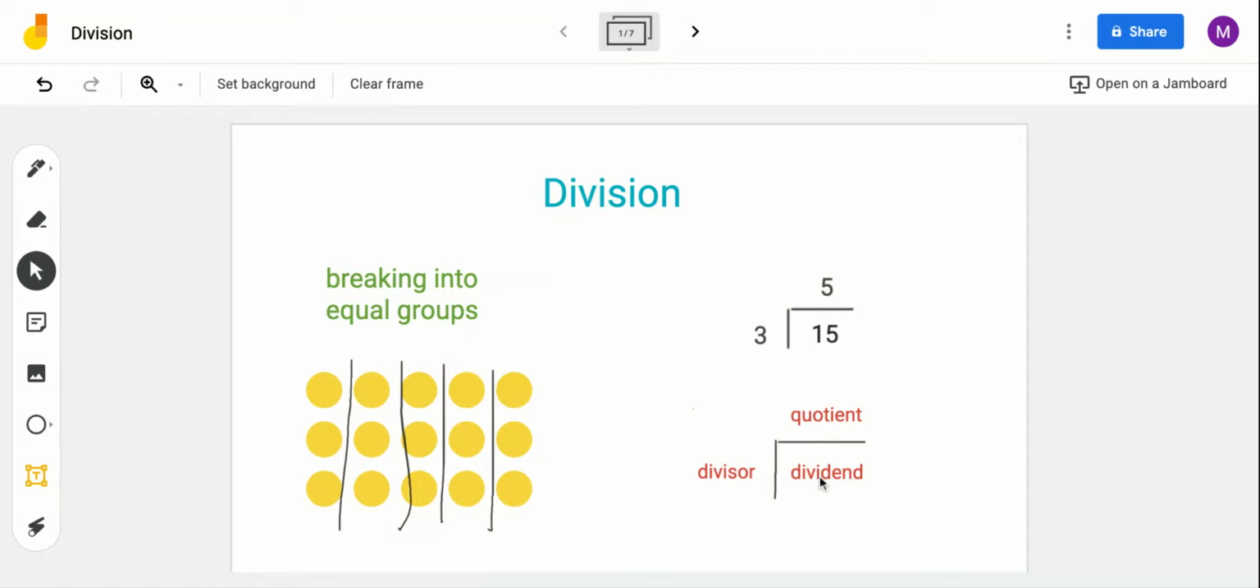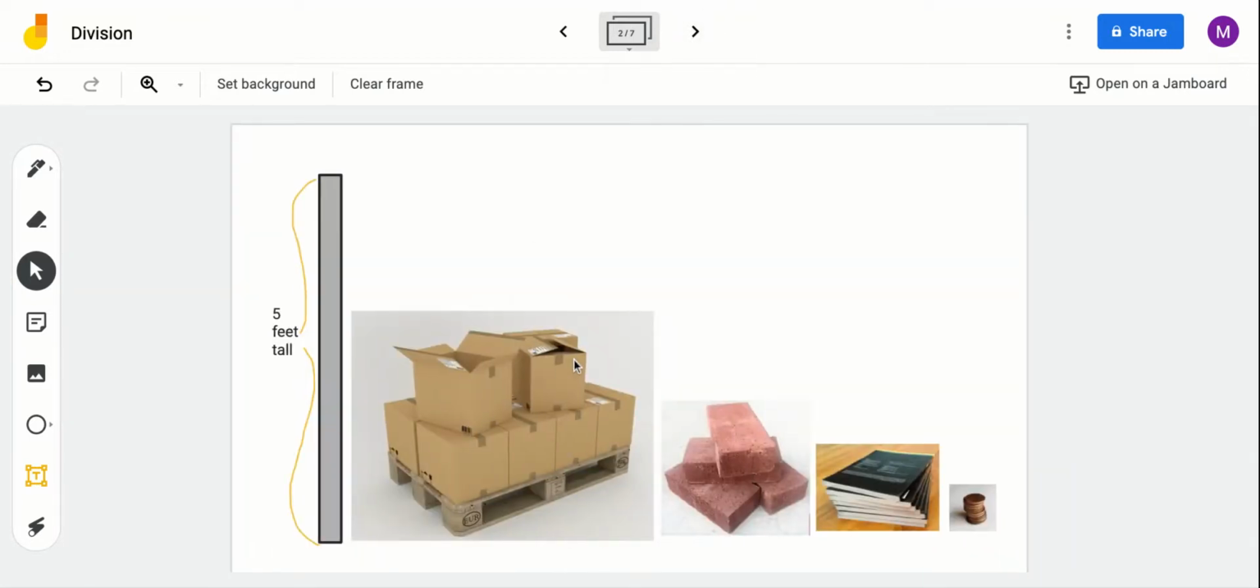We have our dividend, which is our amount being broken up. Our divisor does that breaking up. And then the quotient is our answer to the division problem. We also paid attention to the fact that the larger the divisor, the smaller the quotient. If we're dividing by a large number, we're going to get a smaller quotient. If we're breaking it up by a smaller divisor, we're going to get a larger quotient.